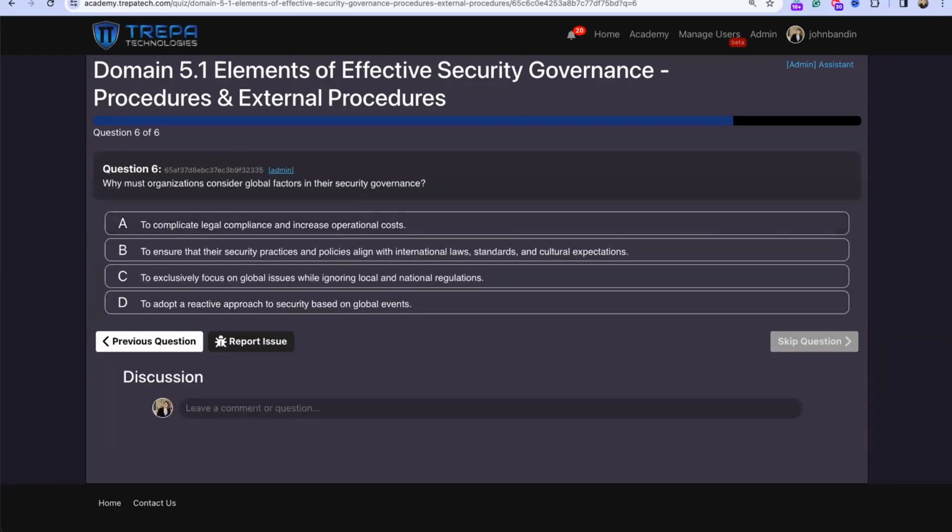All right, last question. Why must organizations consider global factors in their security governance? This is to ensure that their security practices and policies align with international laws, standards, and cultural expectations.